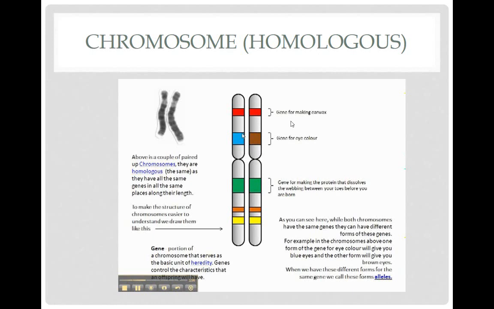Example, one might code for brown, one might code for blue eyes, and then one of them may be dominant, as an example. And that would be reflective of what eye color you would get. But this just kind of gives you an idea of what we're looking at here. These little bars and these little different areas here are the genes.